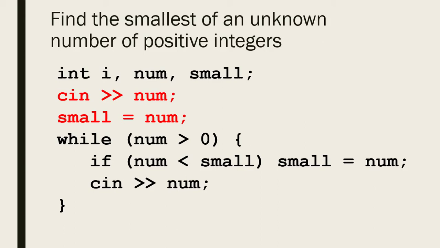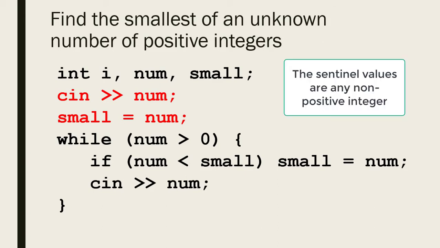With a while loop, if you don't know how many values are coming in, use the while loop and run it until you hit a condition that tells you to leave. In this case, we want to find the smallest of an unknown number of positive integers. Okay, so when they type in a negative value or 0, then that's time to leave. And that's the way our while loop is set up.